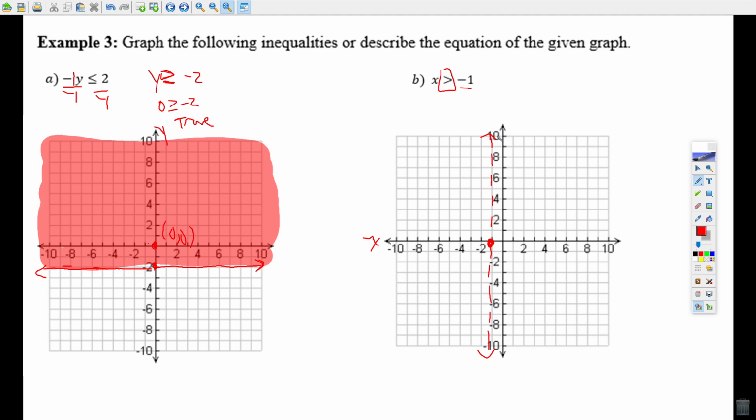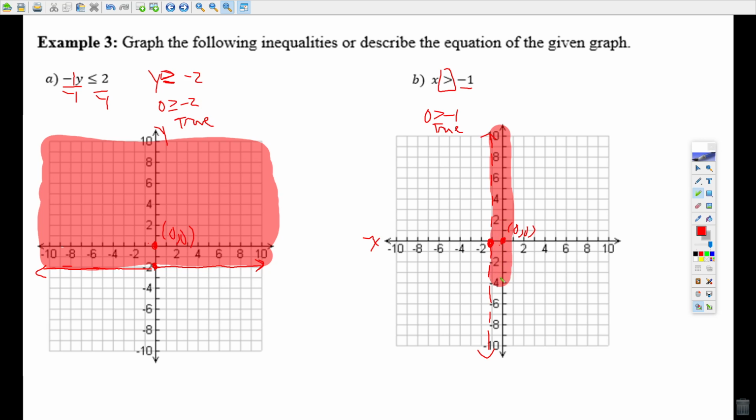This kind of goes back to vertical lines means you have an undefined slope. Horizontals are 0 slope. And since it says greater than, which side is greater than? You have to think about that. What values would be greater than -1? That would be like 0, 1, 2, 3, 4. So it should be over here. I'll do a test point. Again, 0, 0, which means you have 0 is greater than -1. Is that true? Yes, 0 is bigger than -1. So you would shade the right side.